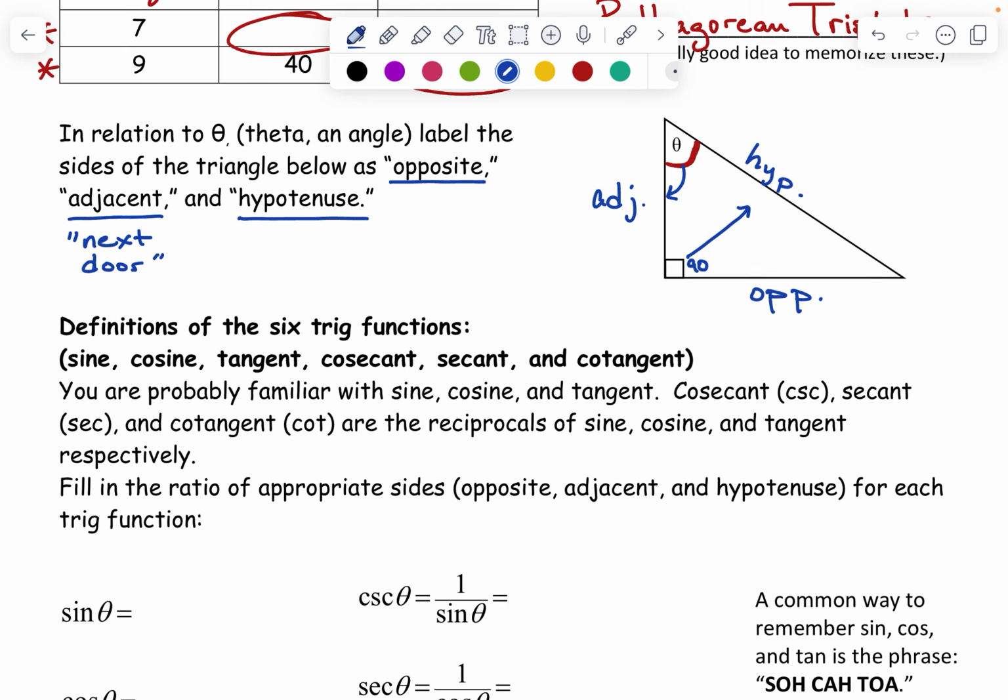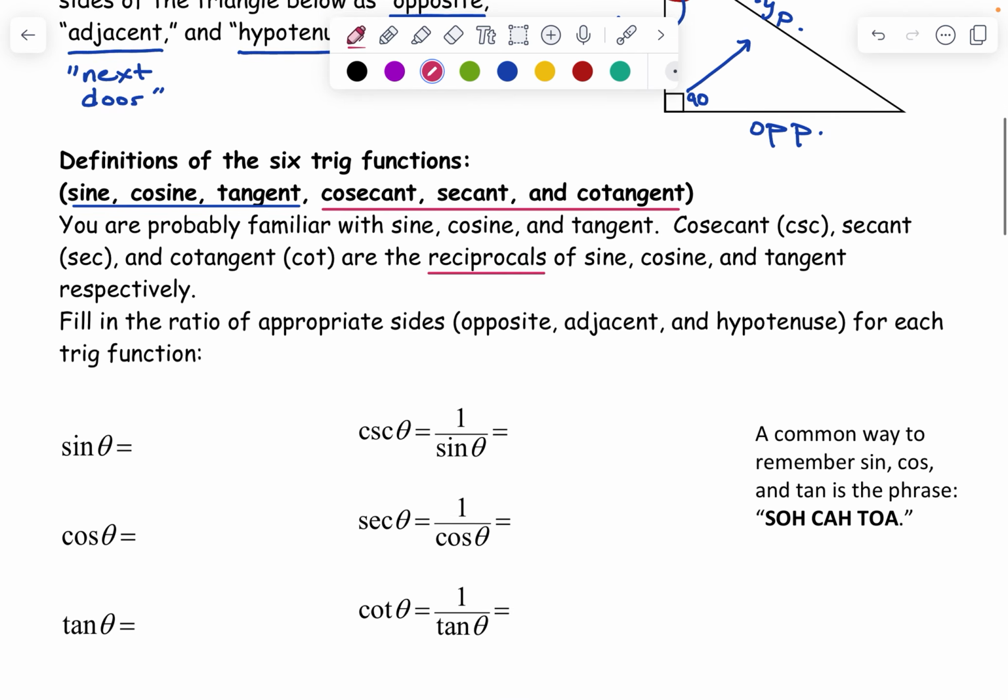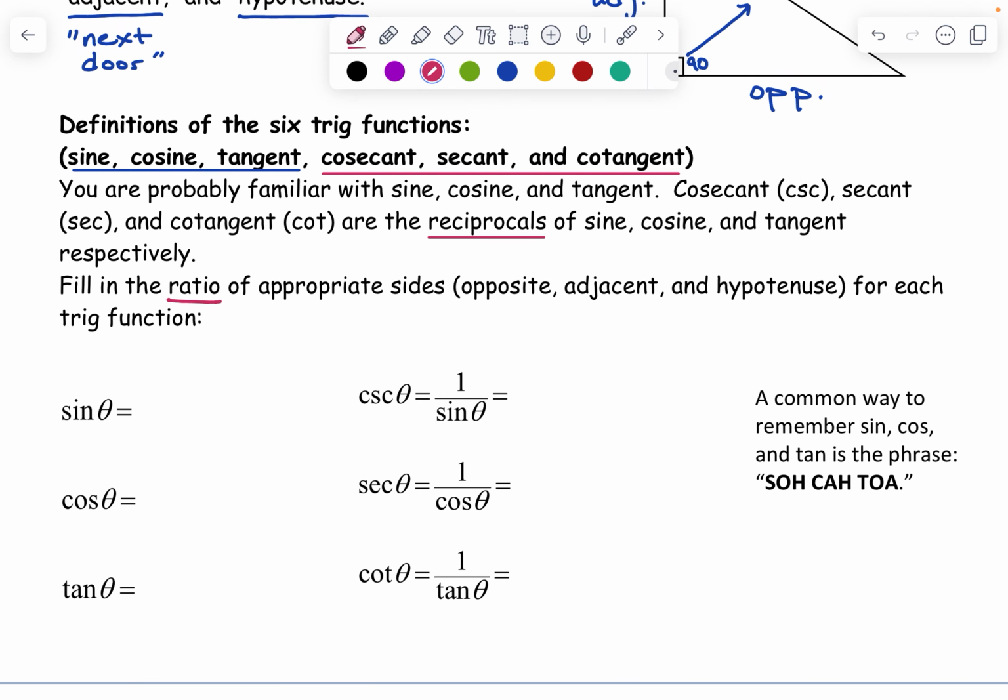And this is a useful way of labeling triangles because it introduces us to the basic trig functions. Now, you probably have heard sine, cosine, and tangent. I know for sure you heard them if you've taken geometry here at Pierce. Cosecant, secant, and cotangent are used less, and you may not be as familiar with them, but they are just the reciprocals of sine, cosine, and tangent. So we'll talk about that in just a second. But we want to start with these side ratios.